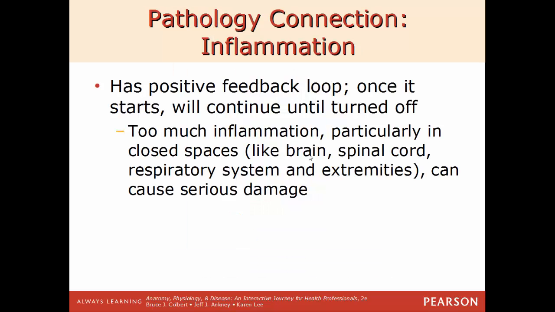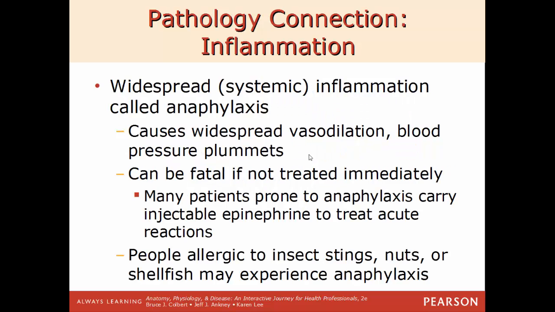All right, now we'll talk about a pathology connection involving inflammation. This has a positive feedback loop. Once it starts, it will continue until it is turned off. So too much inflammation, particularly in a closed space like the brain or the spinal cord or the respiratory system or the extremities, can be very serious and cause some serious damage. Now, widespread inflammation or systemic inflammation is called anaphylaxis. Now, this causes widespread vasodilation, and your blood pressure will drop. It will drop very dramatically. Now, this can become fatal if not treated immediately.